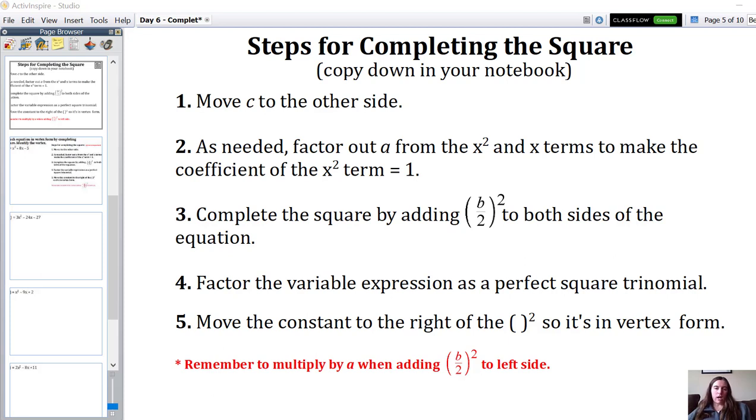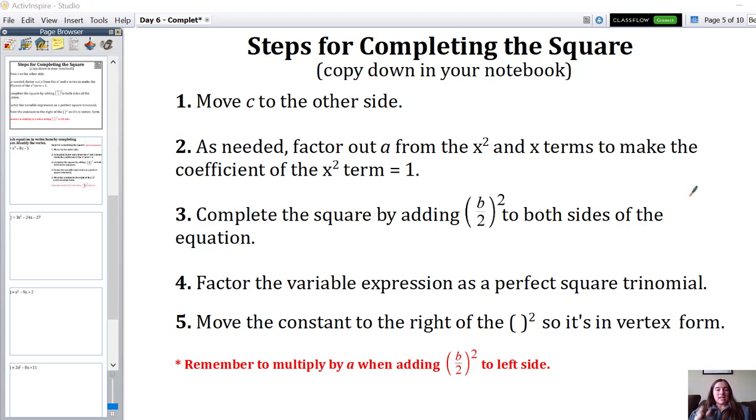Now we're going to talk about writing a quadratic equation that was originally in standard form, writing that in vertex form. And to do that, we have this process called completing the square. Now, when we're completing the square, there are a couple steps we need to follow.